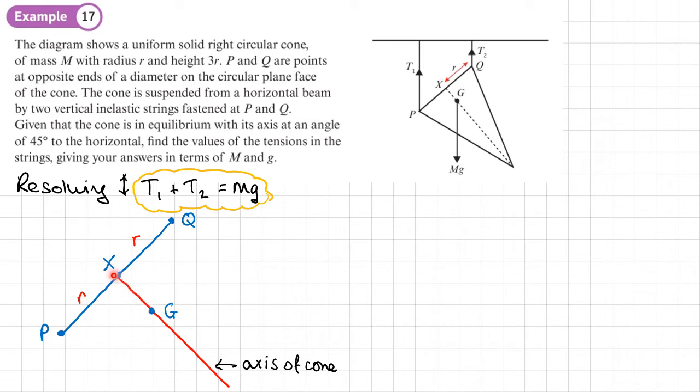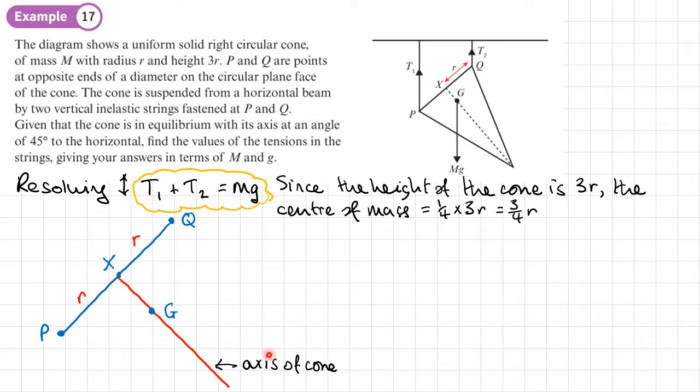So this is the distance of the center of mass of this cone from its plane face. Now, since the cone has a height of 3r, the center of mass from its plane face is a quarter of the height of the cone, so a quarter of 3r, so 3/4 r. So we can write down this measurement here as 3/4 r. And then the other thing is that the angle between its axis and the horizontal is 45 degrees. So there we go, that is 45 degrees there.